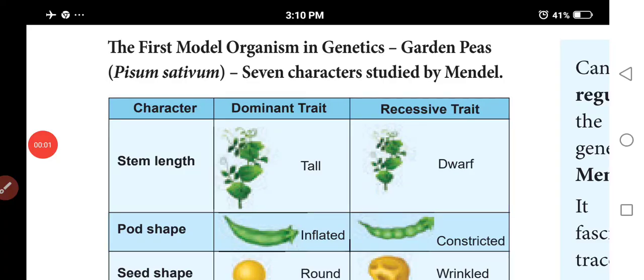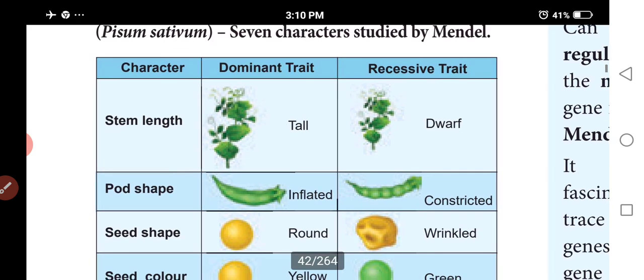Now we are discussing Mendel's 7 characters. First we discussed why Mendel chose this plant and why his experiment was successful. Next, these experiments were conducted on the pea plant. So what are the characters in this plant? What are the characters? Seven characters were studied by Mendel.